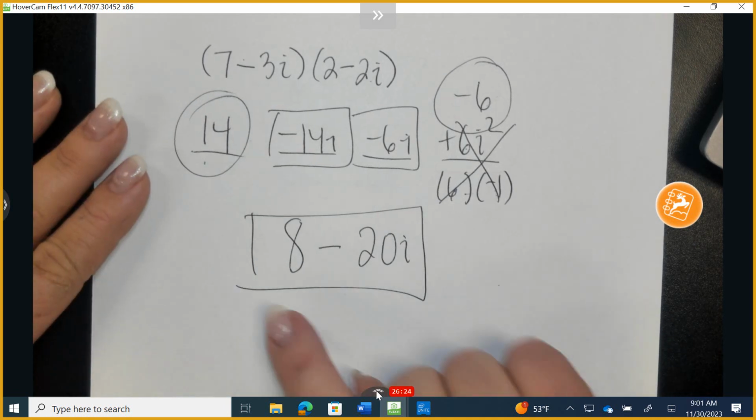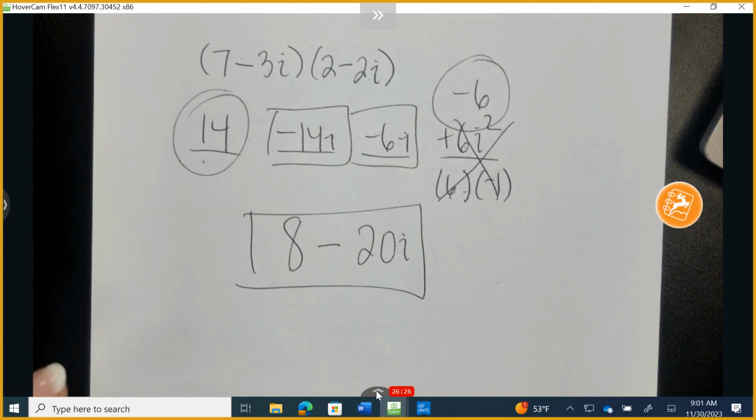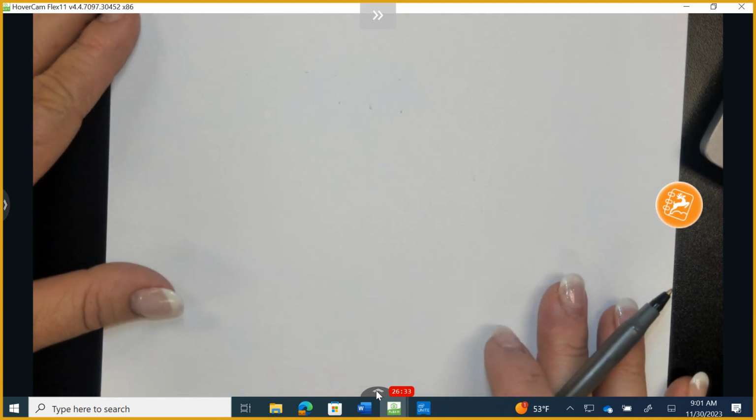This is called the complex number. This is the real. This is the imaginary. We're moving into our last operation. Our last operation is division. All right, are you ready? Please write this down. Here's our first one.